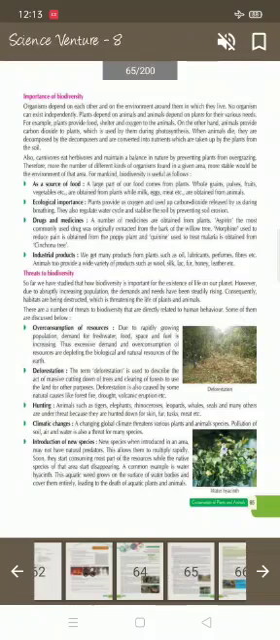As a source of food, a large part of our food comes from plants. Whole grains, pulses, fruits, vegetables, etc. are obtained from plants, while milk, eggs, meat, etc. are obtained from animals. Ecological importance. Plants provide us oxygen and use up carbon dioxide released by us during breathing. They also regulate the water cycle and stabilize the soil by preventing soil erosion.